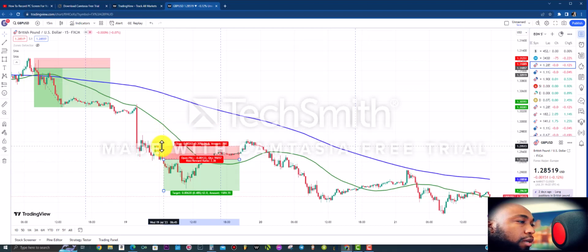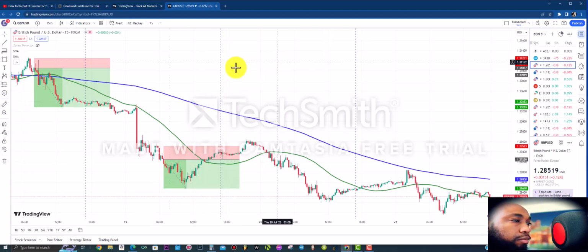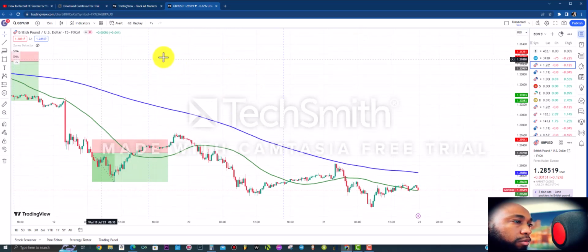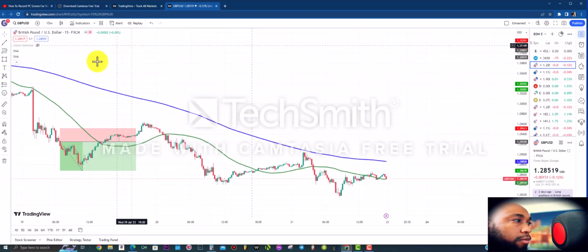Stops behind here. This would have ended up in a 2-to-1. Yeah, 2-to-1 on this one. So we move on to the next day. Price is still trending. Keep looking left. We notice the price is below the 50 and the 200.